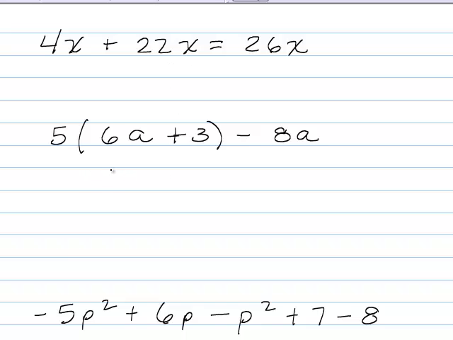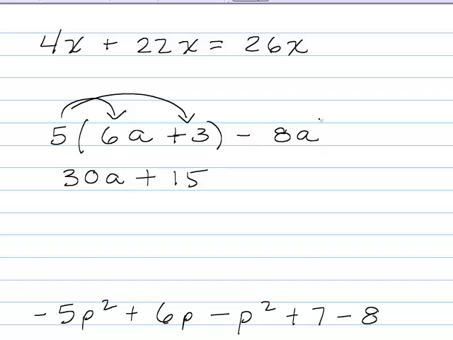All right, let's look at the next one here. I have 5 multiplied by the quantity 6a plus 3, and then from that we're going to subtract 8a. So first thing we want to do is clear the parentheses using the distributive property. So first, 5 times 6a gives me 30a. 5 multiplied by 6 is 30, and the a just comes along with that. 5 multiplied by 3, I multiply this through, is 15.